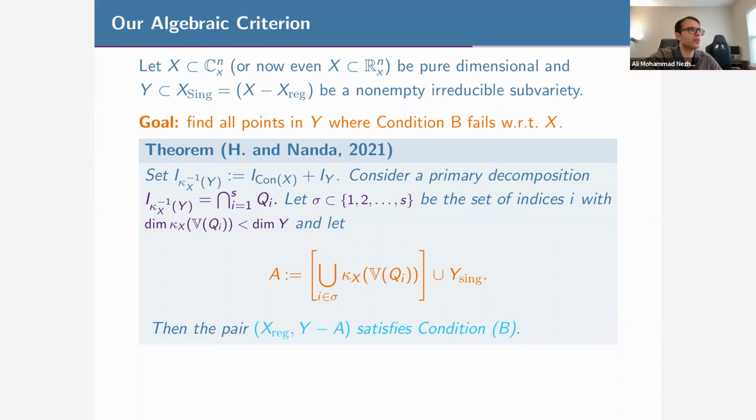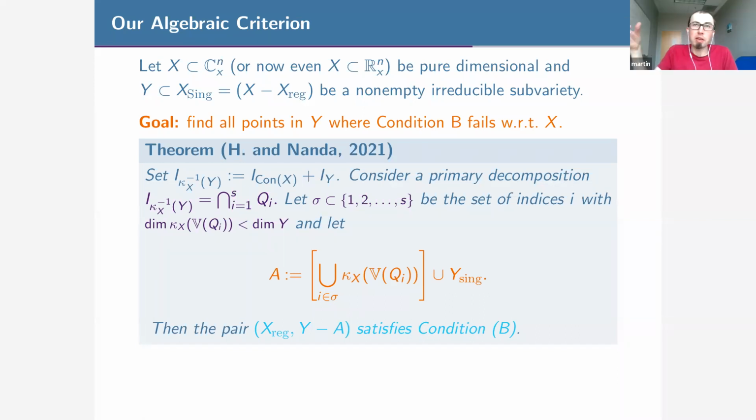Sorry, can you explain the difference between Y singular and Y? So what is Y singular? Y singular would be the singular locus of Y. Okay, so Y itself is the set of singular points of X. Yeah, and Y could have some singular points itself, you know, as a variety itself. Okay, right.